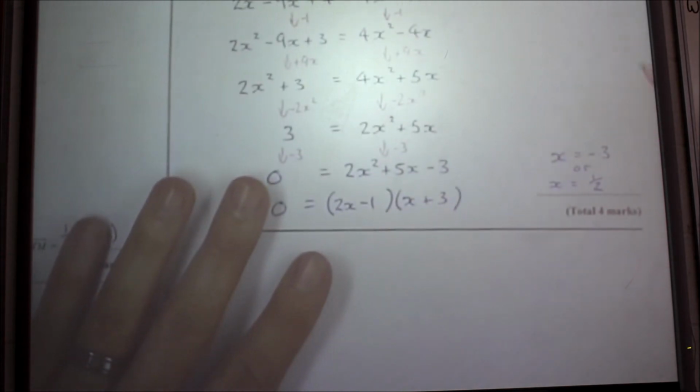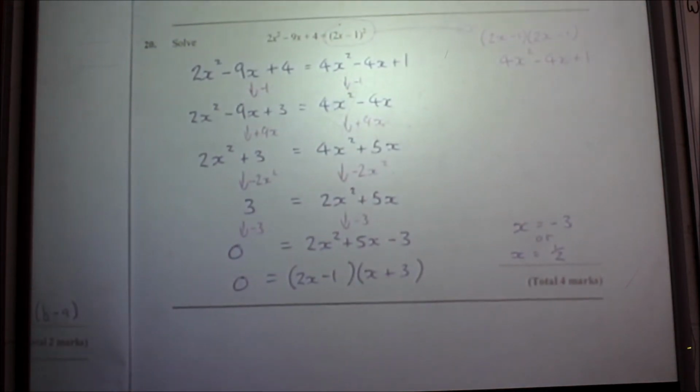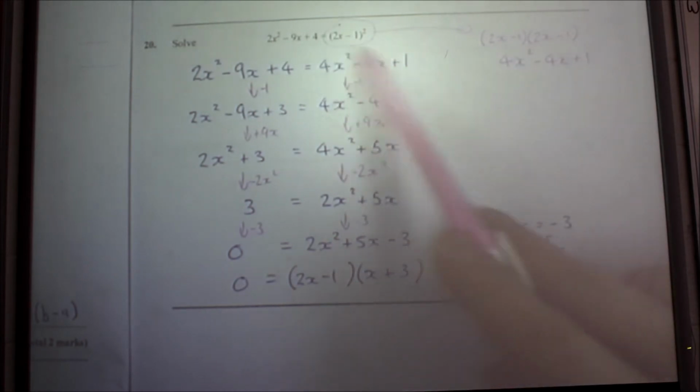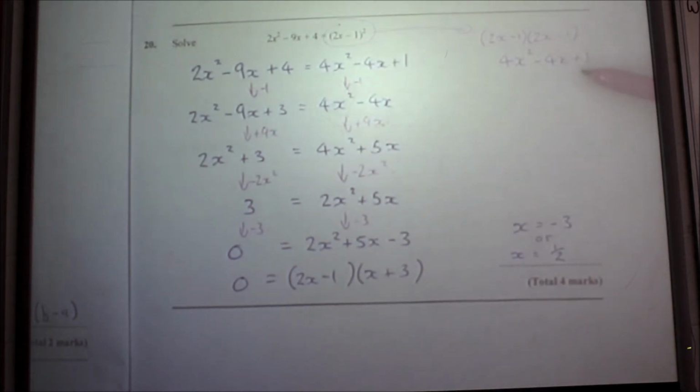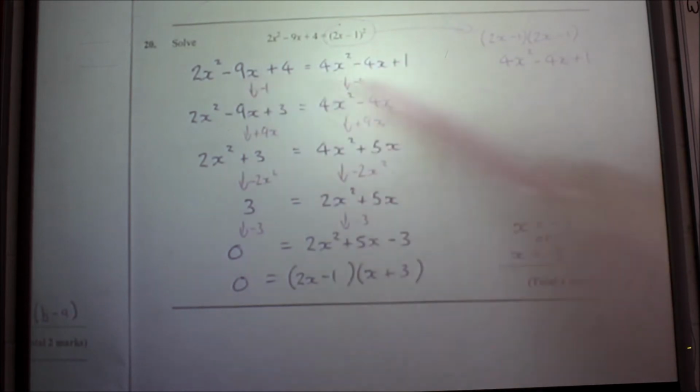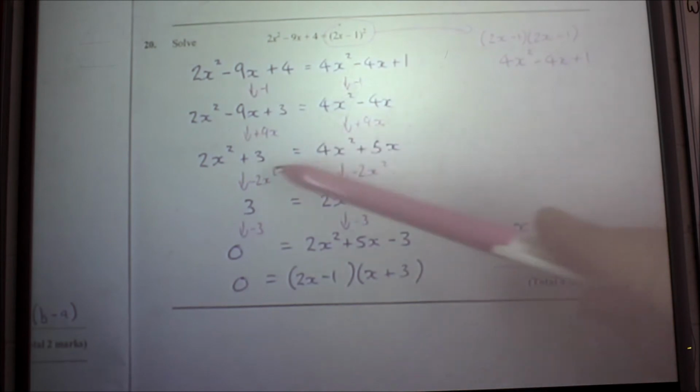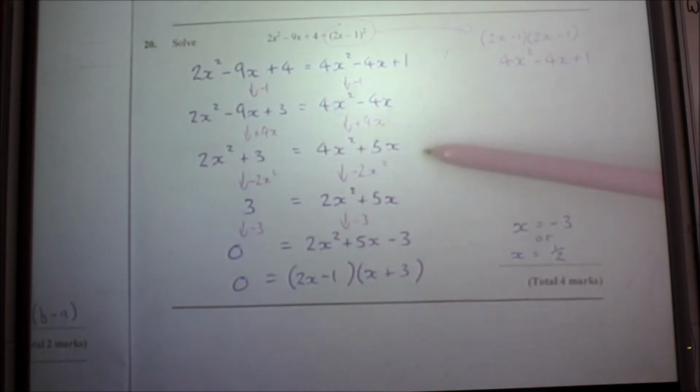Question 20, solve this one here. Hopefully you can see it all fairly clearly. This second bit is squared, that means times by itself, so that's what I've done here. So it's 4x squared, take 4x, add 1. So I've put that in there, and written the whole thing out in full. I've taken 1 off both sides to get rid of that. I've added 9x to both sides to get rid of that, so we're left here.